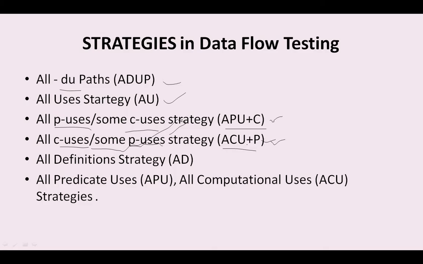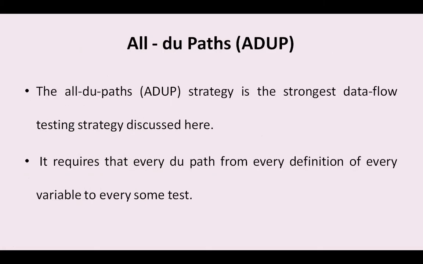The next one is the all definition strategy, that is AD, and the last one is all predicate uses as well as all computational uses, that is APU and ACU. So these are the various strategies. How they are represented and how they work, we are going to see now.